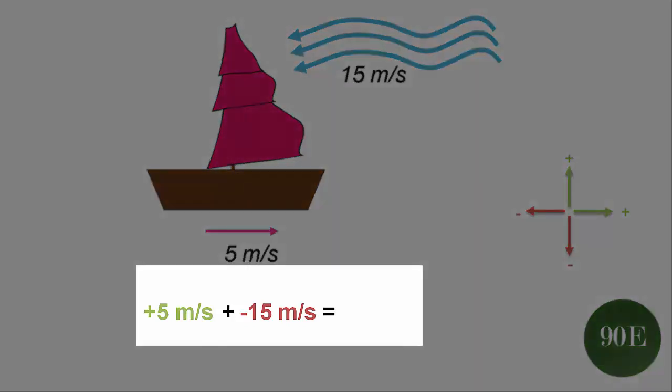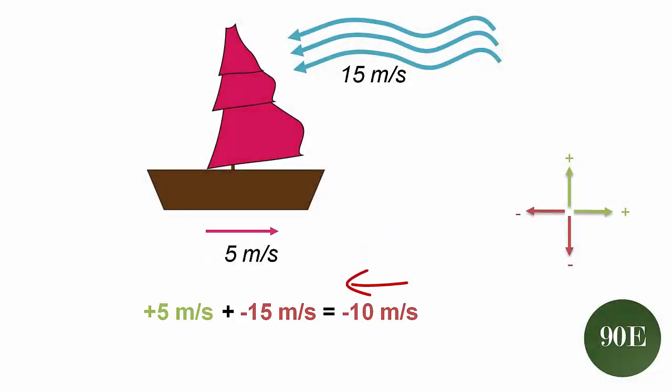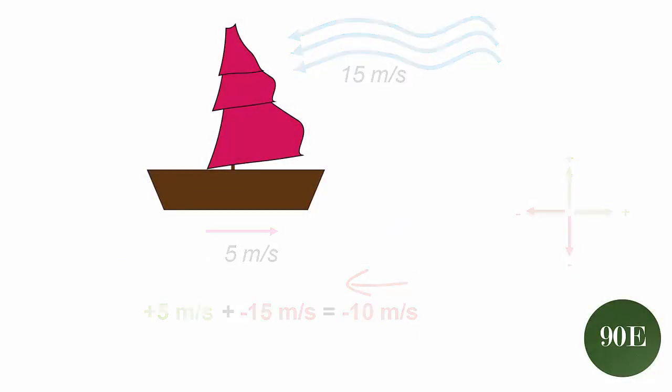Positive 5 plus negative 15. Yes, the answer is negative 10 meters per second. Which means that even though the boat is trying to move forward, it's actually being pushed backwards at 10 meters per second. Let's look at another example.